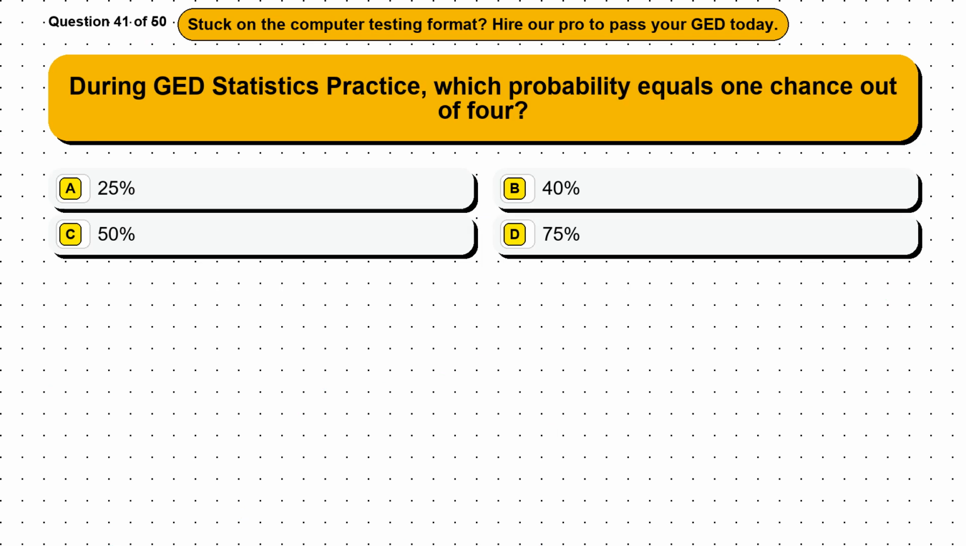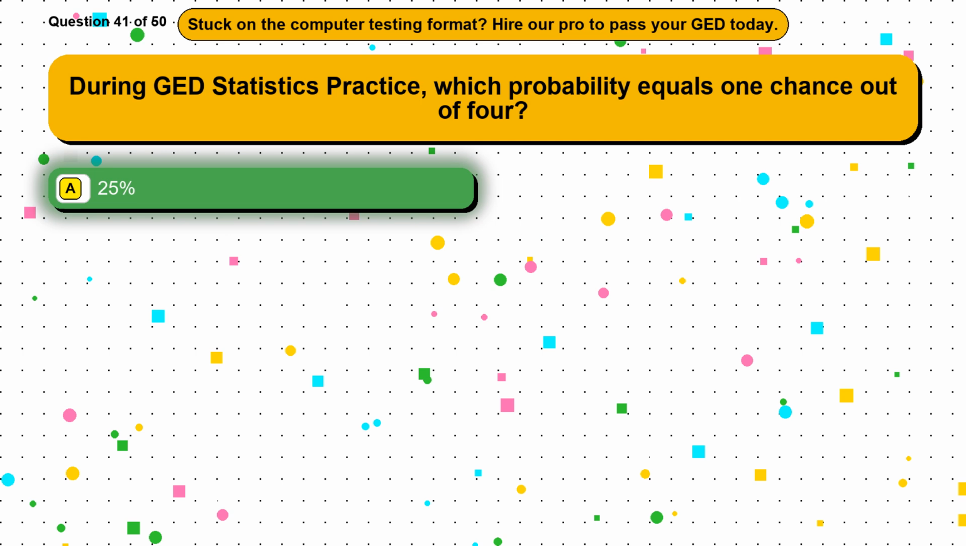Question 41. During GED Statistics Practice, which probability equals 1 chance out of 4? Option A, 25%. Option B, 40%. Option C, 50%. Option D, 75%. The correct answer is option A.